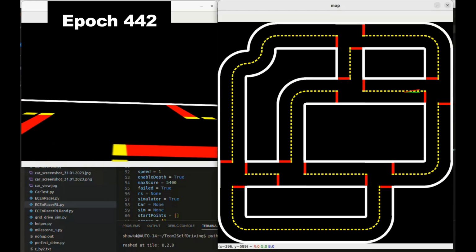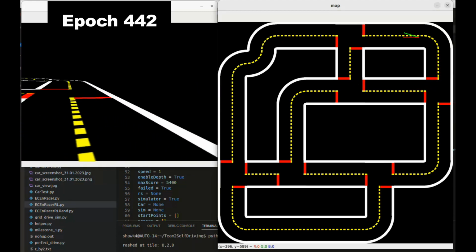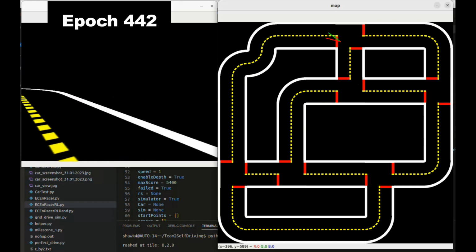At epoch 442, our model drove smoother and more consistent. This is the model we used on our car.